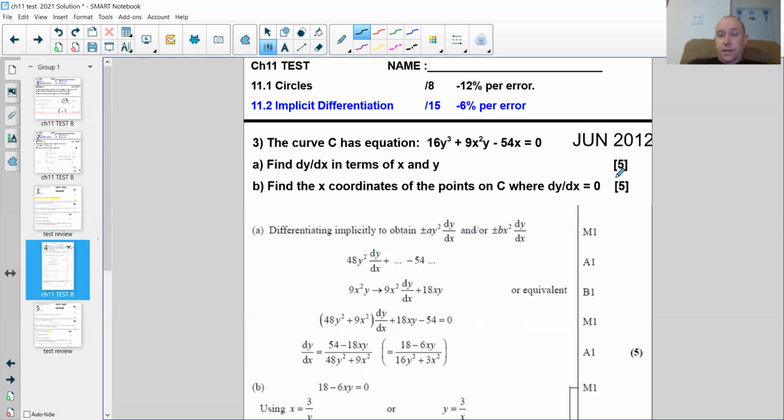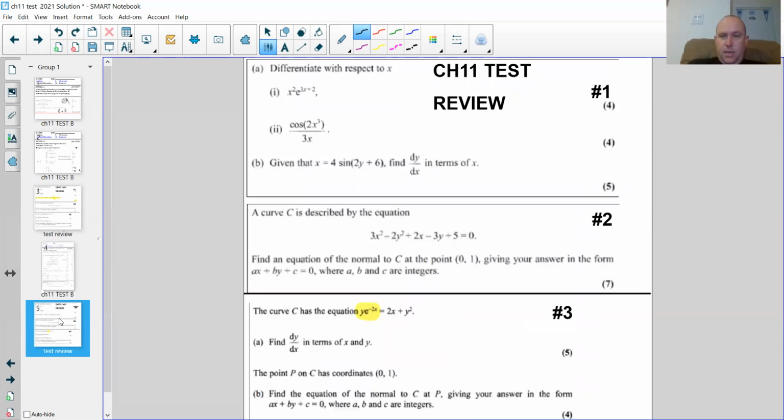The last question, this is the big one. This is the 10-pointer. So find dy by dx in terms of x and y. And you can see here we've got single terms, and we have a product rule here. And the one on the test was actually more complicated than this. Our product rule actually was y e to the negative 2x. So I picked the worst case scenario for when we did the test, but normally you don't get them as complicated as that. And sometimes, like on the test review, there's actually no product rule at all.